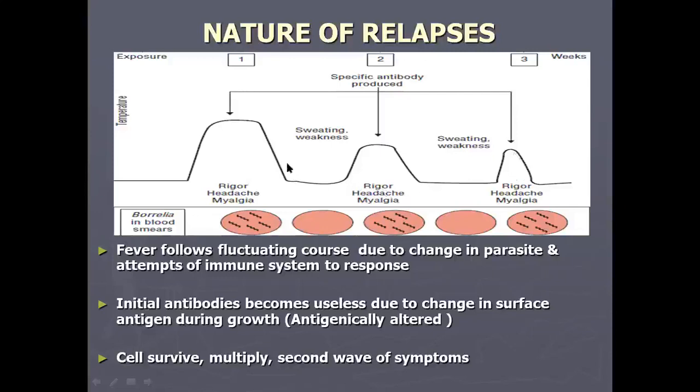So whenever there is a rise in the temperature, there is headache and myalgia. Whenever there is a fall in temperature, you will see weakness and sweating. Now this goes on for 3 weeks. During the first week, the antibodies produced are different from the antibodies produced in the second week. The antibodies produced in the third week are different from the antibodies produced in the second week.